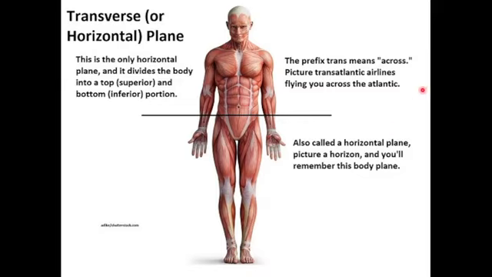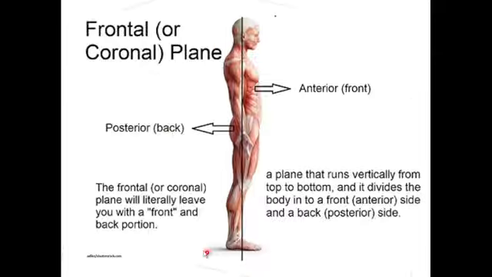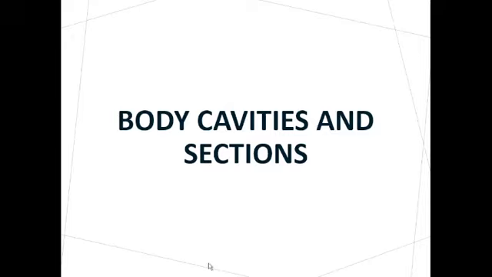Next, we have the frontal or coronal plane. Frontal means the front, but it divides the body into an anterior part and a posterior part. Just like that. Next, we have body cavities and sections. This is a lot.